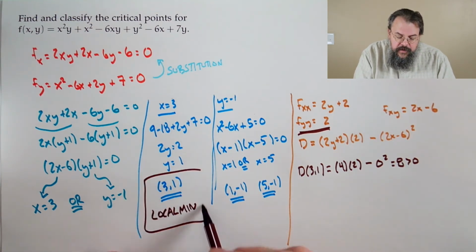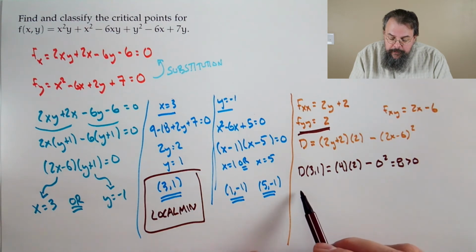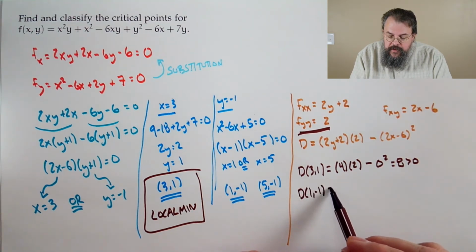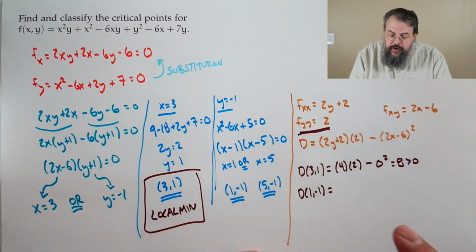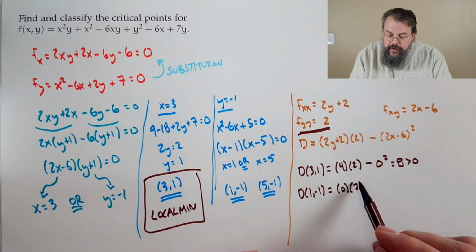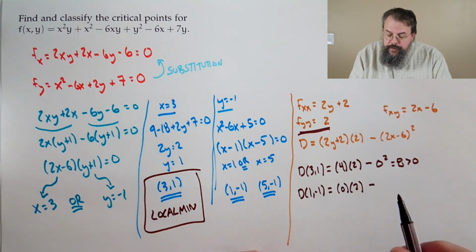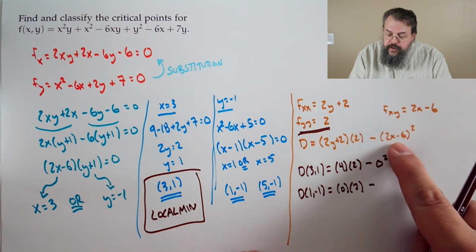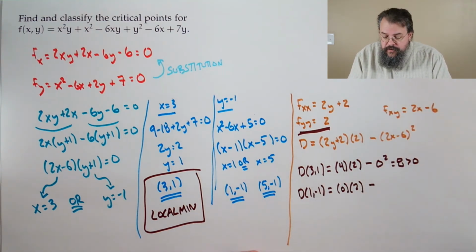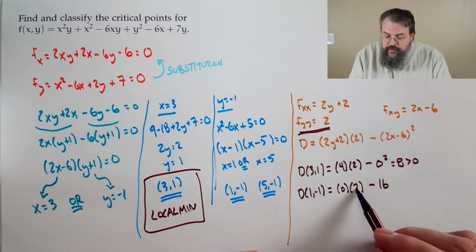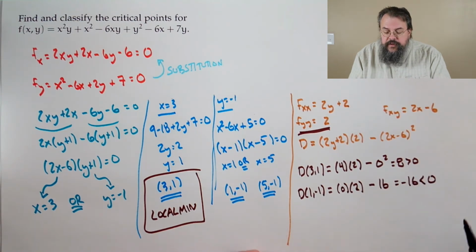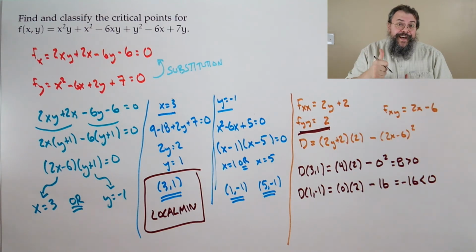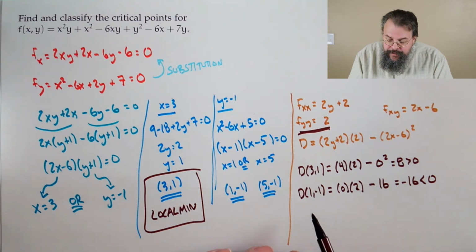Good. All right. Well, how about 1 comma negative 1? We put in negative 1 for y, and we're going to get 0. Well, that's not good for us. We put in 1 for x, we're going to get 2 minus 6, it's negative 4. And you square that, you get 16. Well, it's negative 16. But we don't really care about the 16ness of it. We care about the negativeness of it. So negative, saddle, done.